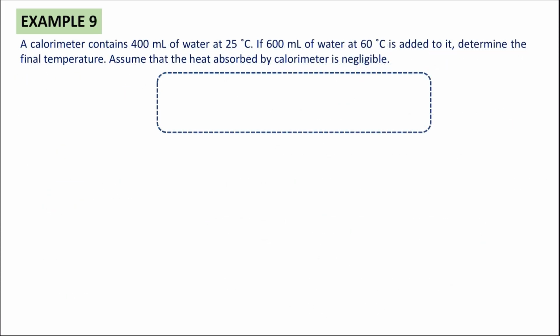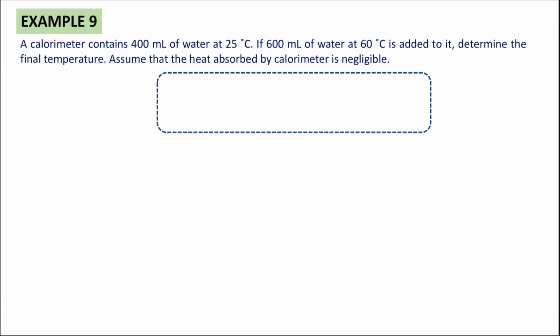So let's try last example di mana kita ada calorimeter contain 400 ml of water at 25 degree Celsius. Sekiranya 600 ml of water at 60 degree Celsius is added, determine the final temperature. So, kita kena assume dekat sini heat absorbed by the calorimeter is negligible. Maknanya dia tak consider pun calorimeter dalam kita punya basic principle untuk determine the surrounding. So, maknanya surrounding kita hanyalah heat release between the water.